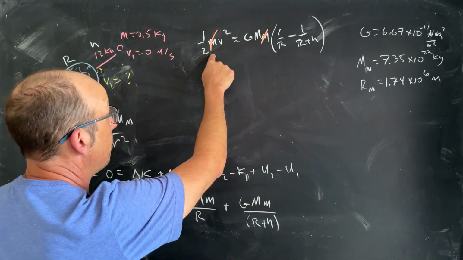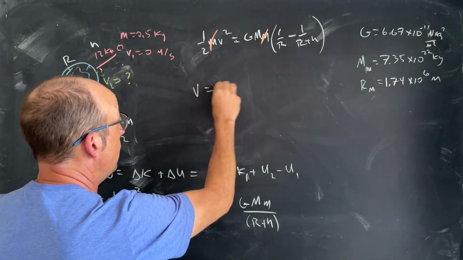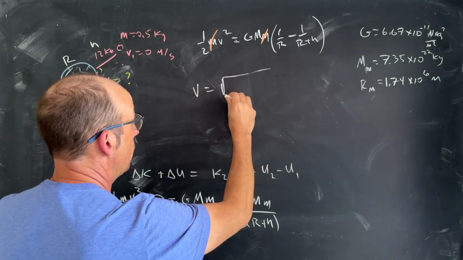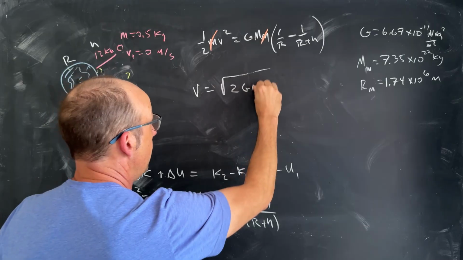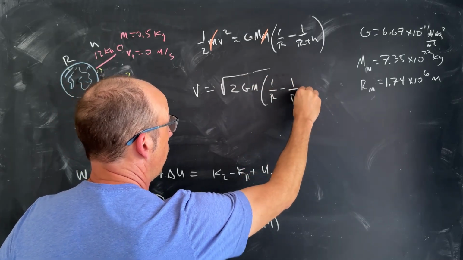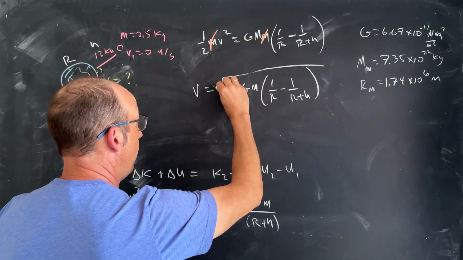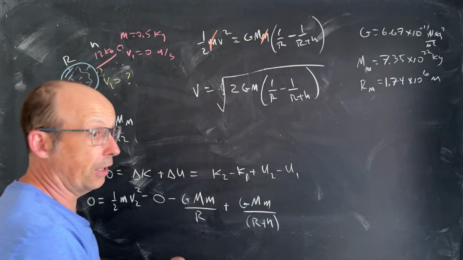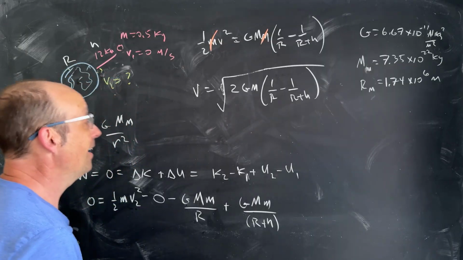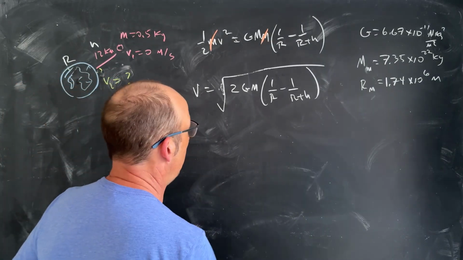Now I'm going to multiply both sides by 2 and take the square root, and I get V equals the square root of 2GM times 1 over R minus 1 over R plus H. Okay, now we have a good opportunity to practice with our calculator, because I think that people will enter this in wrong, because it happens.